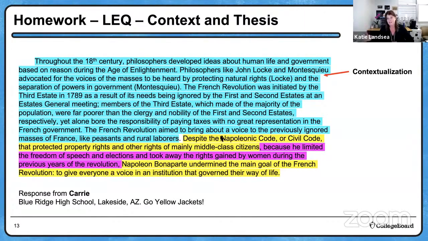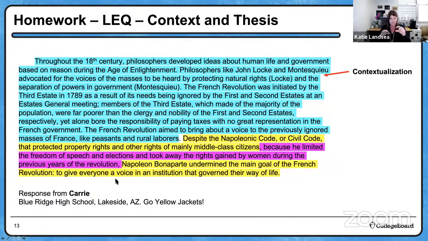So now we're moving into the actual answer, the claim or thesis. Despite the Napoleonic Code or civil code that protected property rights and other rights of mainly middle-class citizens, right? And then it's a little bit disjointed, but it does a really nice job. We go back, we're going to skip to the rest of the yellow. Napoleon Bonaparte undermined the main goal of the French Revolution to give everyone a voice in an institution that governed their way of life. And then the line of reasoning was there in the pink, because he limited the freedom of speech and elections and took away the rights gained by women during the previous years of the revolution.